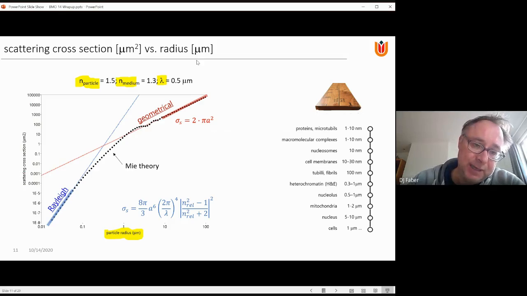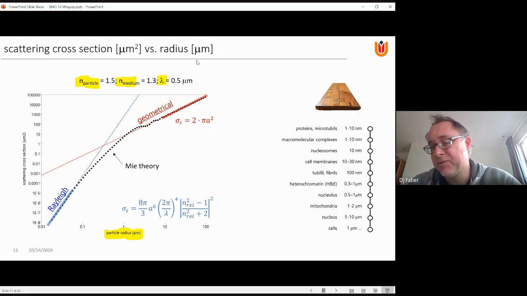Now this simulation has a rather high refractive index for the particle, 1.5. For tissue, it is generally a little bit lower, 1.4. And for the medium, since most of the tissues actually consist of water, we usually take the refractive index of water, which is about 1.3.